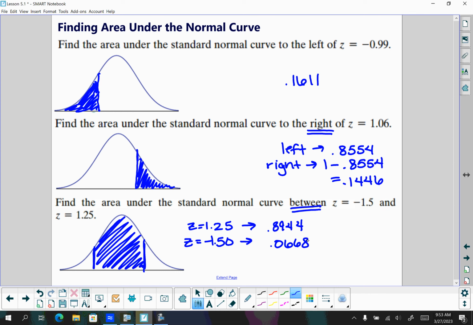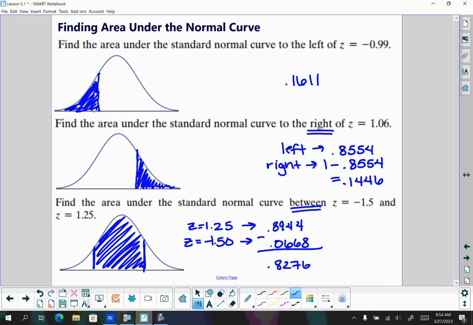So the bigger one is here all the way to the left, but I don't want this. So I just take that little piece away, which is the 0.0668. Right. So bigger minus smaller if you're finding area between. Make a little note to yourself for that one if you want to. 0.8944, there we go. 0.8276 would be the final answer for that one.